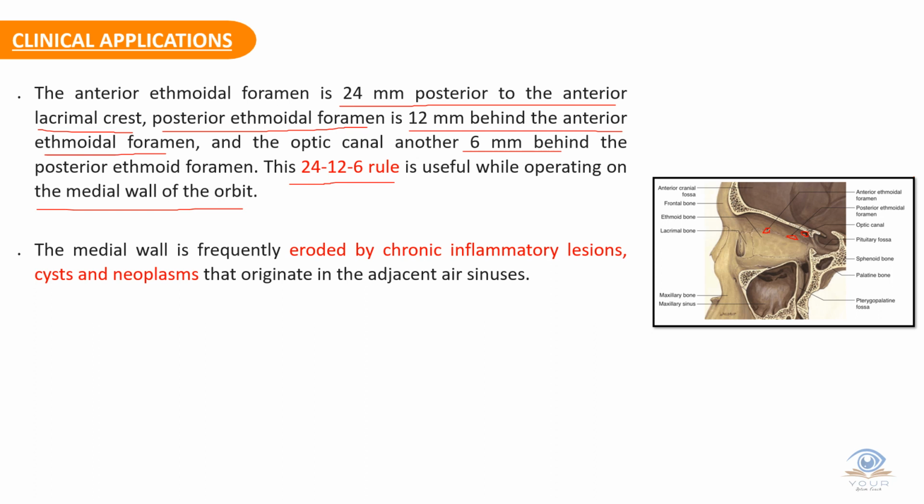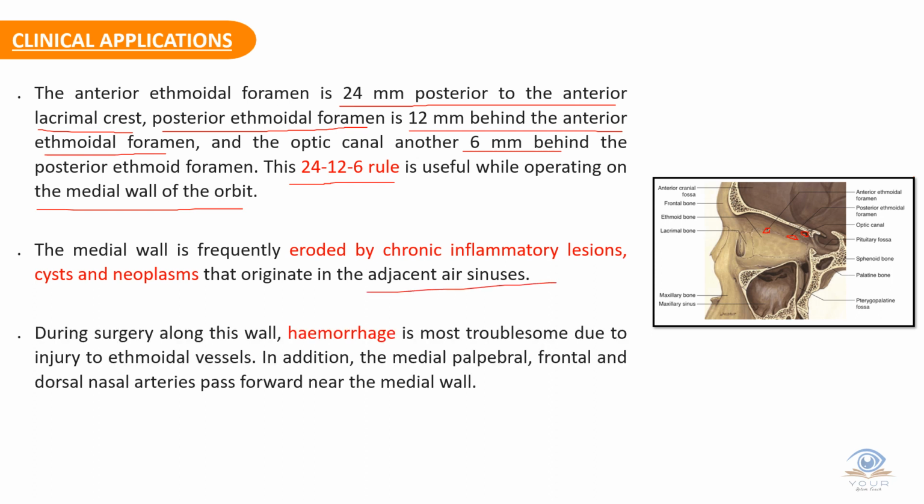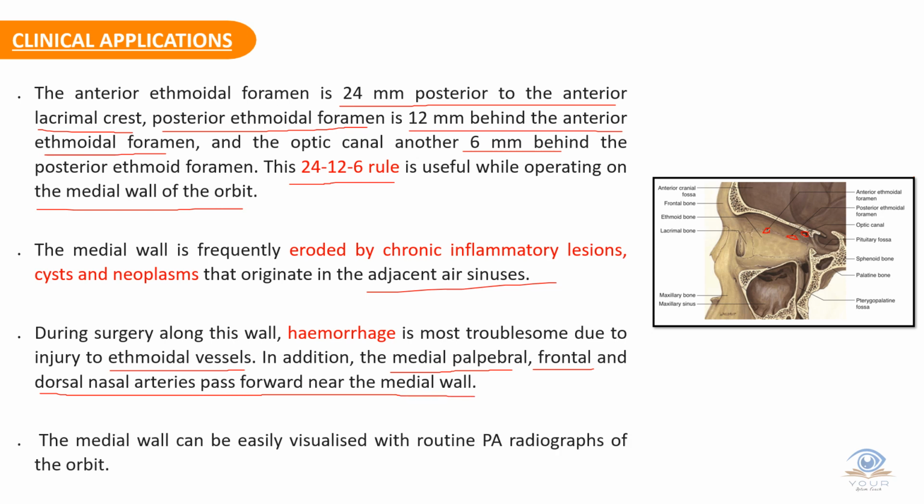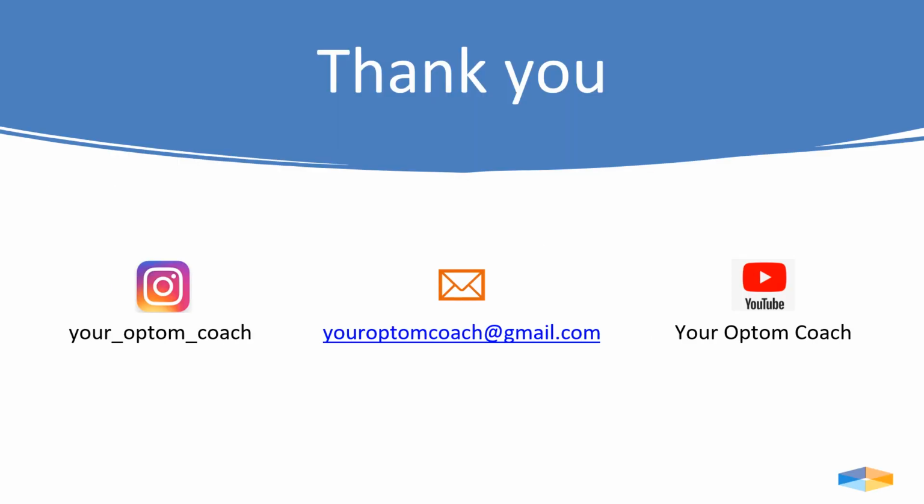The medial wall is frequently eroded by chronic inflammatory lesions, cysts and neoplasms that originate in the adjacent air sinuses, as it is thin. During surgery along this wall, hemorrhage is most troublesome due to injury to the ethmoidal vessels. In addition, the medial palpebral, frontal and dorsal nasal arteries pass forward near the medial wall. The medial wall can be easily visualized on a routine PA radiograph of the orbit.